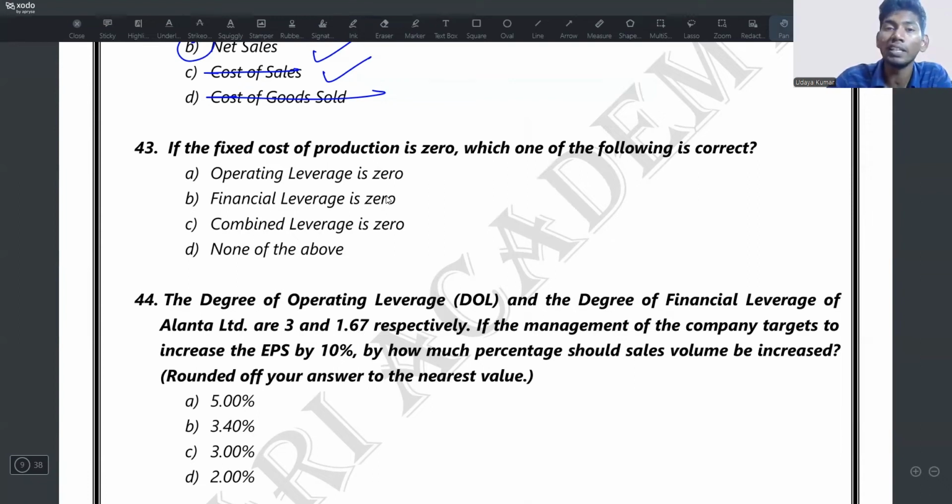Few people may think none of the above. Few may say operating leverage. Which one? Operating leverage is zero, right? Because of fixed operating cost only, operating leverage arises. Operating leverage arises because of fixed operating cost. If there is no fixed production cost, how will it be? Then the operating leverage is zero, when the fixed cost of production is zero. Clear?